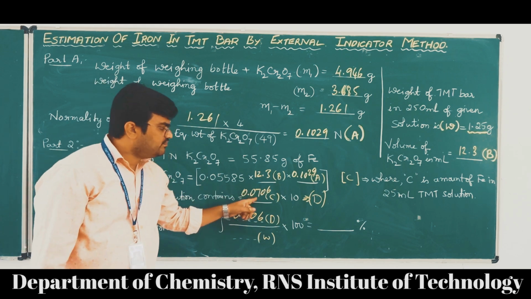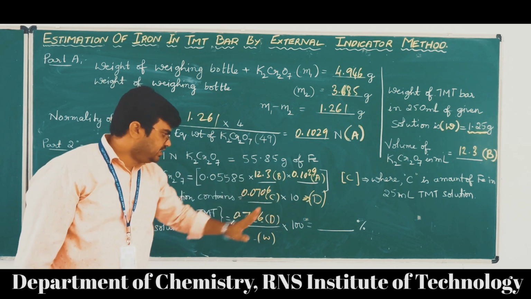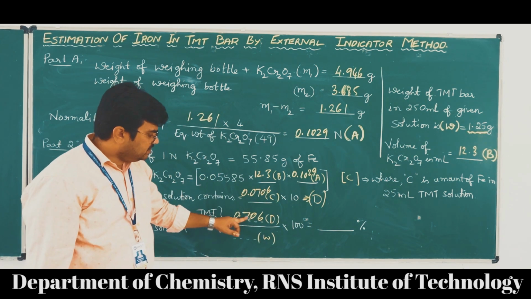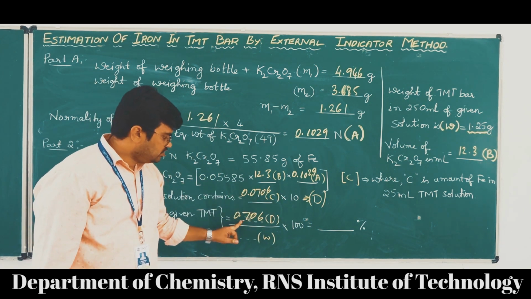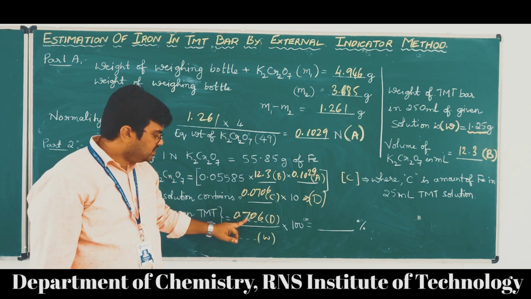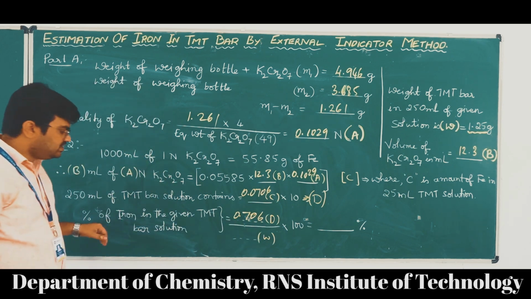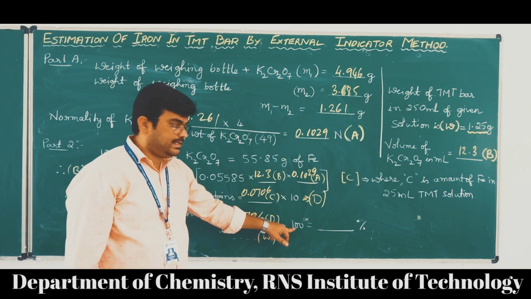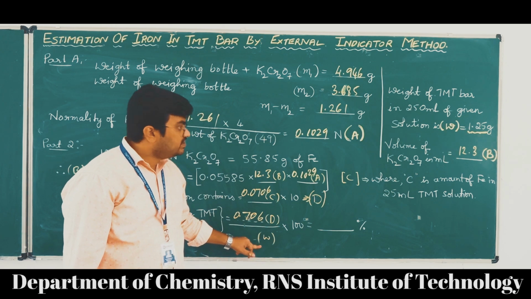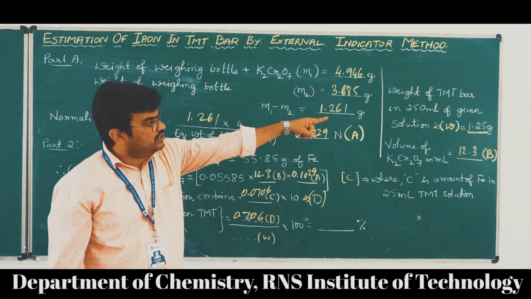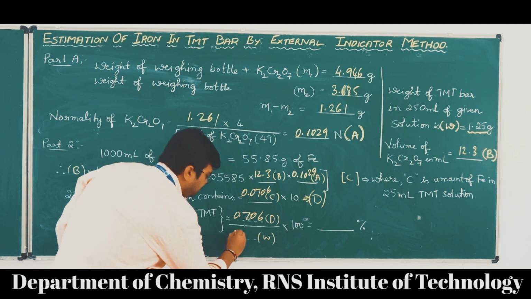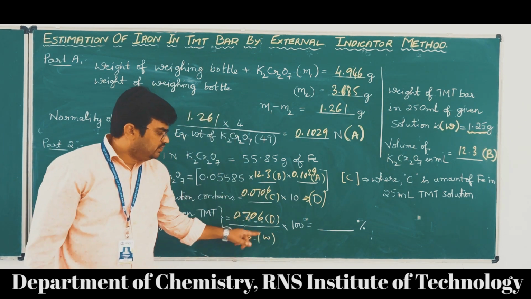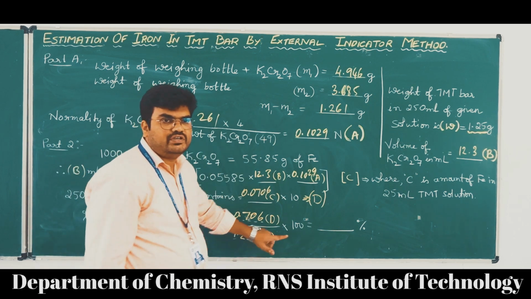So to calculate it for 250 ml, we have to multiply with 10. So if you multiply, you are going to get D. After multiplying this with 10, 0.706 it will come. Right, now in order to find out the percentage of iron present in the given TMT bar solution, you have to multiply this with 100. Right? Then you have to divide with the amount of TMT bar taken in the 250 ml. That is a given value. That is how much? It is 1.25 grams.